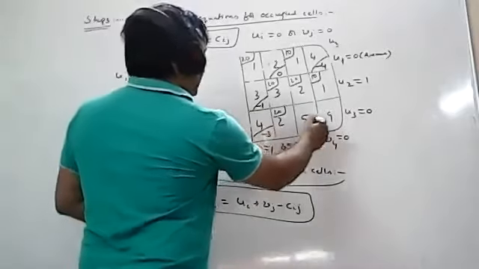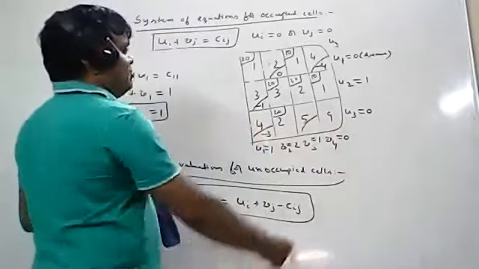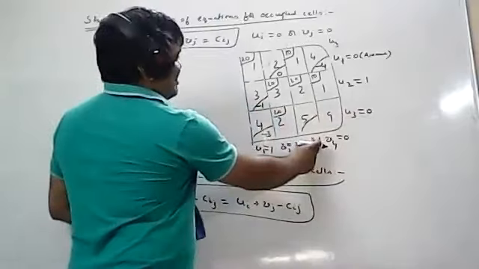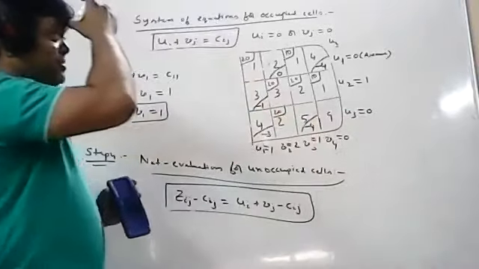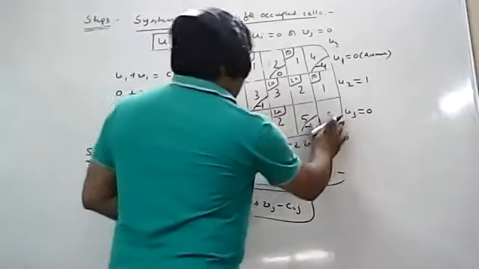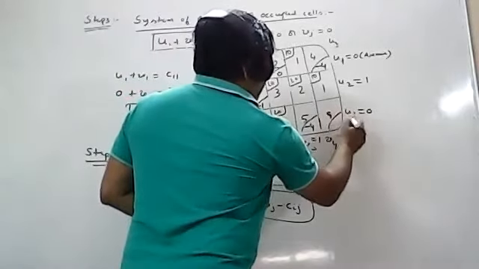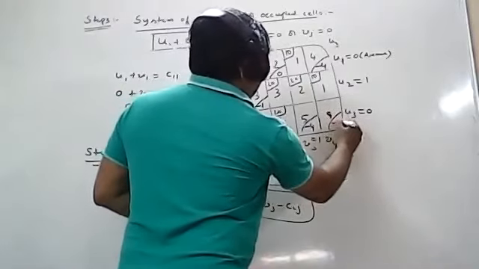Next, occupied. Unoccupied. Unoccupied means you have to calculate the value. 0 plus 1. 0 plus 1 is 1. 1 minus 5. 1 minus 5 is minus 4. Next, unoccupied. Last unoccupied cell is this one. So 0 plus 0, 0 minus 10, minus 10.